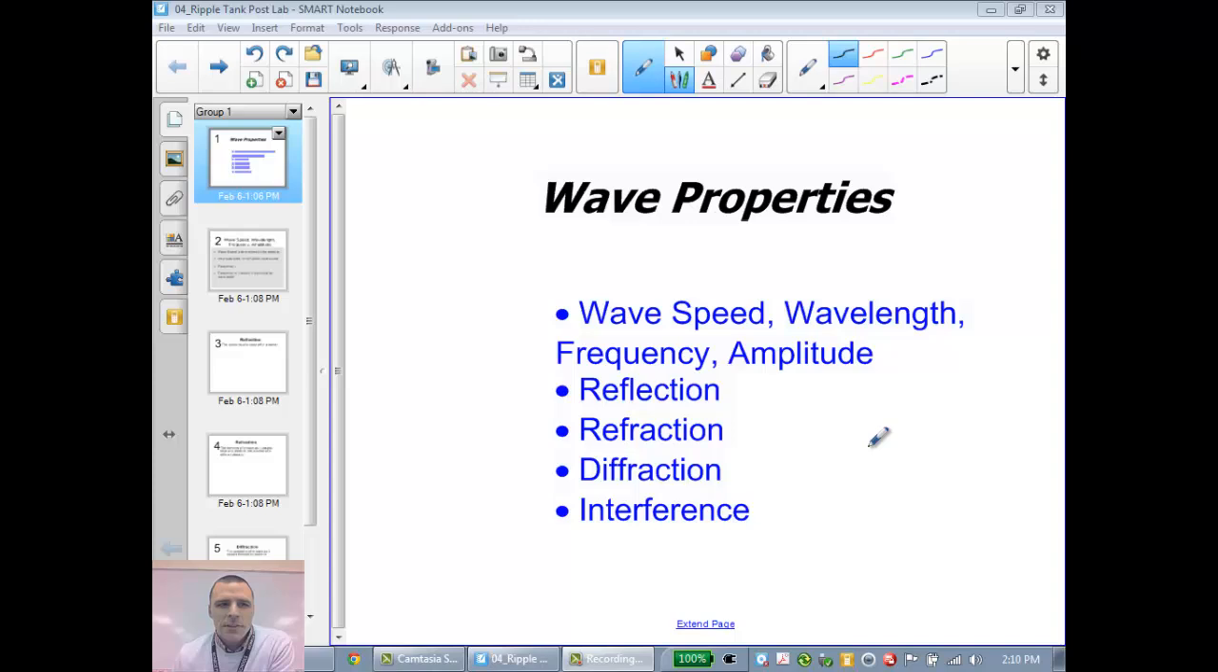But we're going to give it a take 2, and I just want to talk about some basic things: wave speed, wavelength, frequency, and amplitude. The three big terms are reflection, refraction, and diffraction, and then I'll show a diagram of interference. And then we can go over these properties in class, and I'll show you some videos of the world's greatest ripple tank. But for right now, it's just some basic principles that hopefully you got to see in the ripple tank lab.